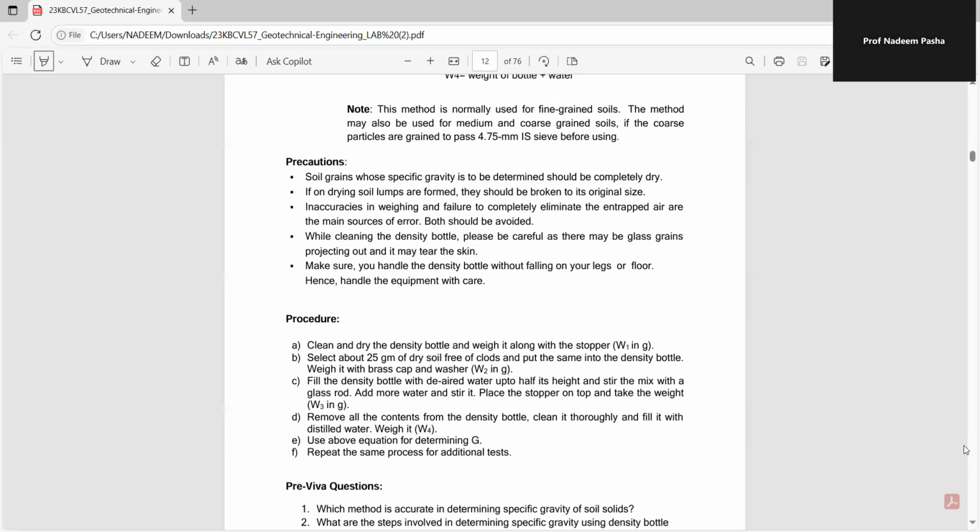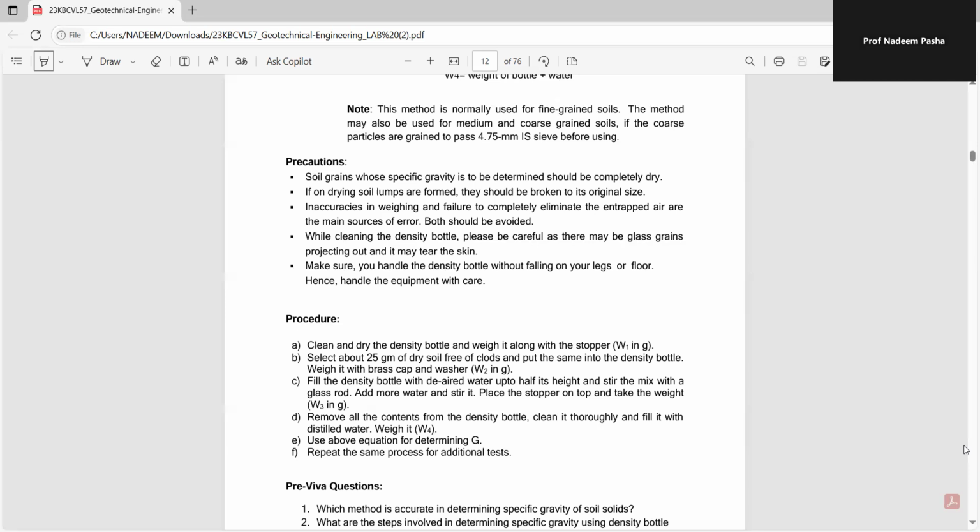So what are the pre-viva questions? Which method is more accurate in determining the specific gravity of soil solids? If you ask me, the specific gravity of soil by the pycnometer is more accurate compared to the density bottle method.